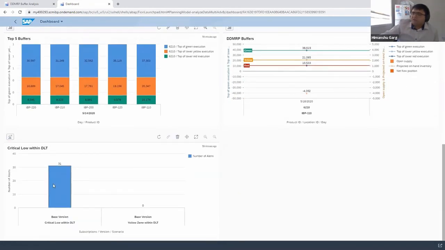Here we can also see the alerts. So we can create alerts in IBP based on the data that we saw in Excel. The same data can be used to generate certain alerts. So this is an example of critical low within the decoupled lead time, right? If you go inside that, it will take you to further details.